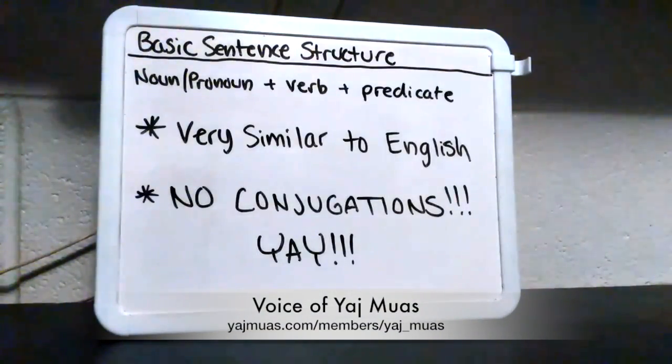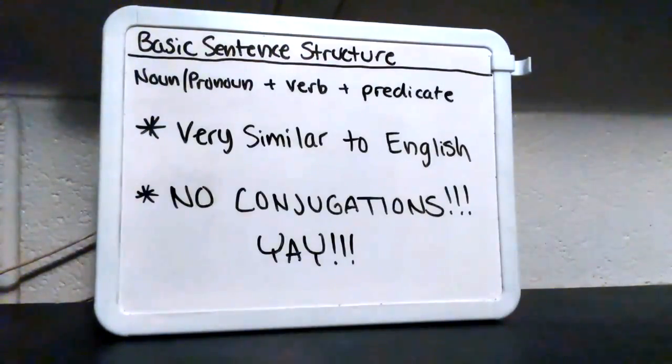Okay, now we're finally getting into grammar. We're finally getting into the basic sentence structure of Hmong. It's very, very simple. It's noun slash pronoun plus the verb plus the predicate. Now, it's very similar to English in that it goes subject, verb, predicate. That is the general sentence structure for Hmong.